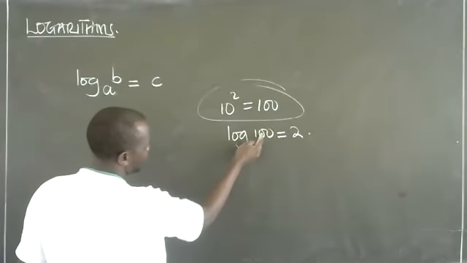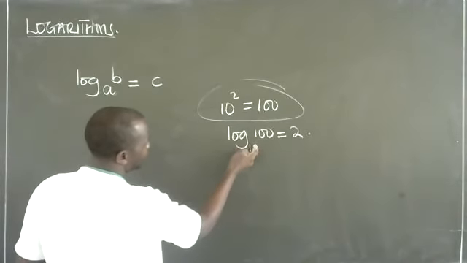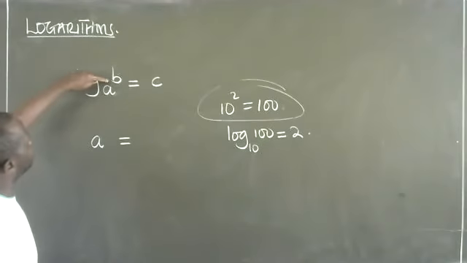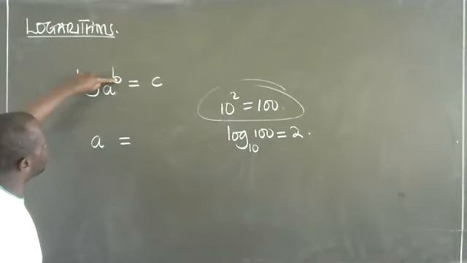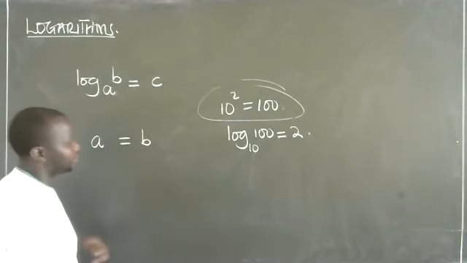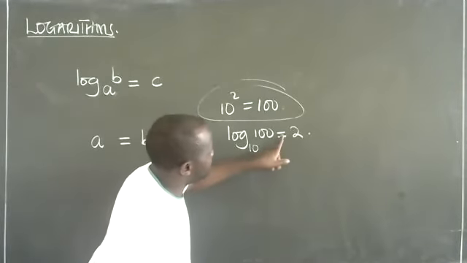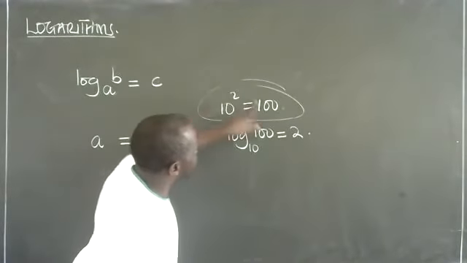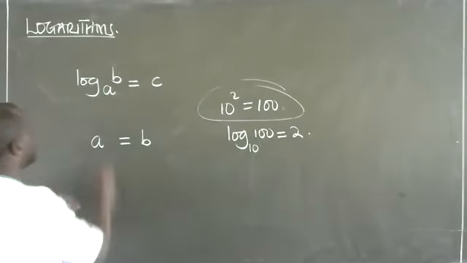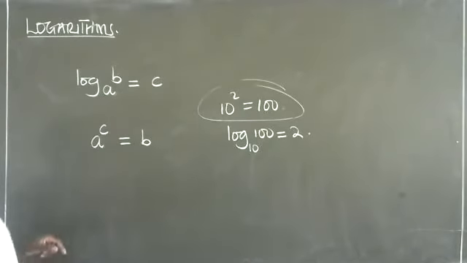What is the power of the 10 here? It is what is on the right hand side of the equal sign. What is the power here? It is B. It is what is on the other side. So this is B. What was beyond the equal sign becomes the power. So this statement means that A to the power C is equal to B.